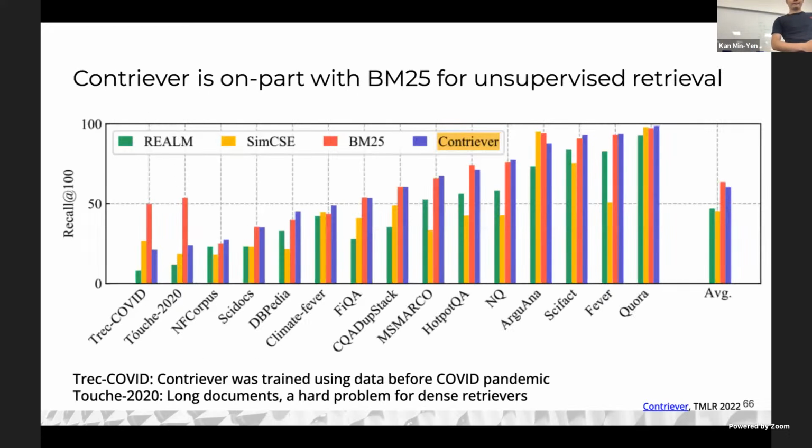So this is the result for the Contriever model. It looks okay, in blue there. Their main conclusion is that, yay, we get a model that is on par with BM25 for unsupervised retrieval. And this shows how strong BM25 is when there's no label.